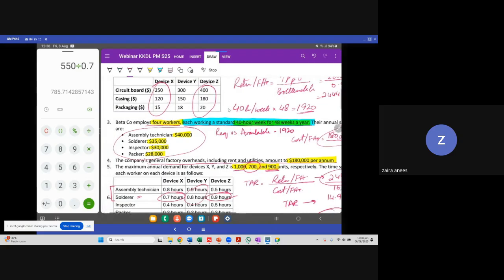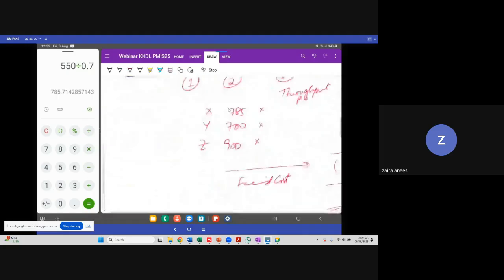And since we have just one worker for each operation, that means we don't need to multiply it with the number of workers, right? Let's suppose that the question says that there are 5 assembly technicians. So in that case, this 1920 will be multiplied with 5 in order to get the total time, right? Okay, I hope I answered the question.